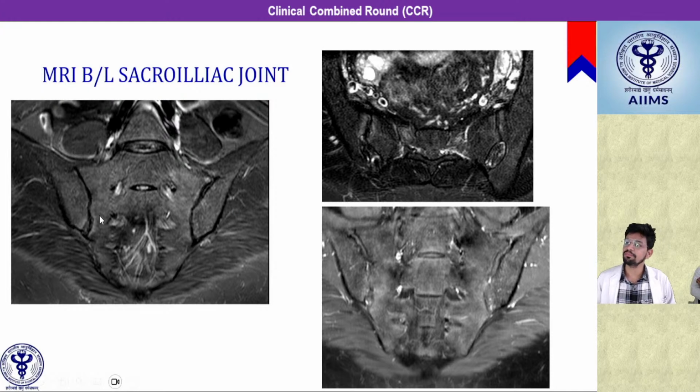In this case, we can see bilateral STIR hyperintensities in the lower SI joints, and this is the STIR image which shows hyperintensity in bilateral hips. Also, this is the post-contrast image which shows some periarticular erosions, and there is also post-contrast enhancement suggestive of active disease.